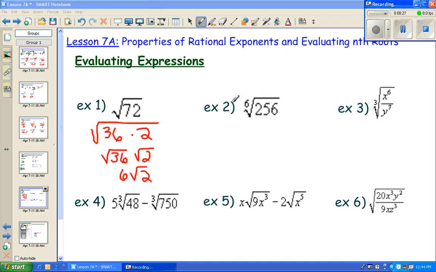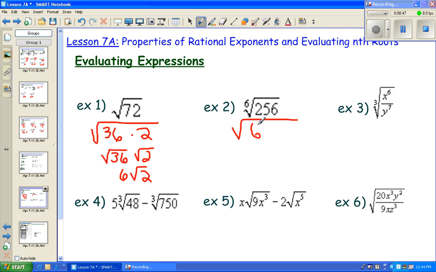Okay? So 6th roots are a little bit harder. I mean, no one asked you to memorize your 6th roots before. So what is a 6th root that can go into 256? Well, 2 to the 6th power is 64. That's going to leave you with 4 more. And the 6th root of 64 is 2. So what we have here is 2 times the 6th root of 4.